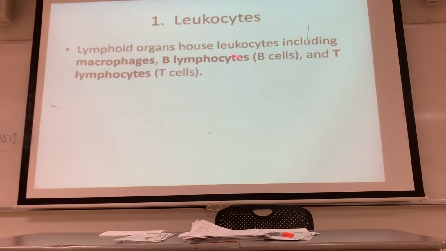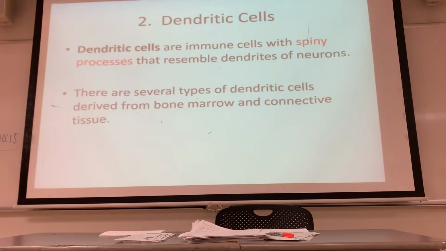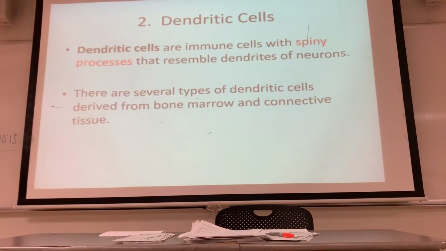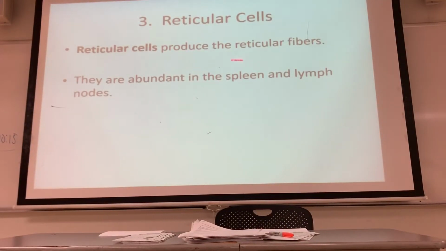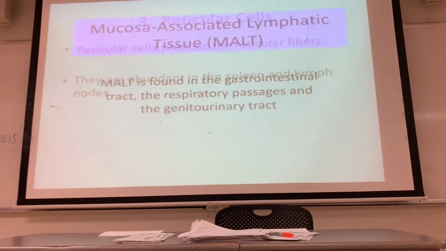So the leukocytes, of course, you have the macrophages. Macrophages come from monocytes, right? Or neutrophils or whatever. And then the B lymphocytes are coming from the lymphocytes. That's a B cell that will produce antibodies. And then T cells are also coming from the lymphocyte cell. Dendritic cells are spiny cells. They resemble the dendrites of the neurons, and they have several of them rolling around the lymphatic system. And of course, the reticular cells are part of our tissues, and they're all over the spleen and all over the lymph nodes.